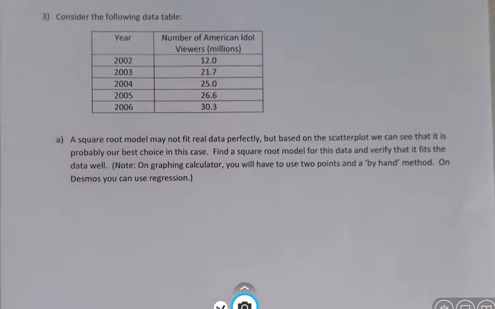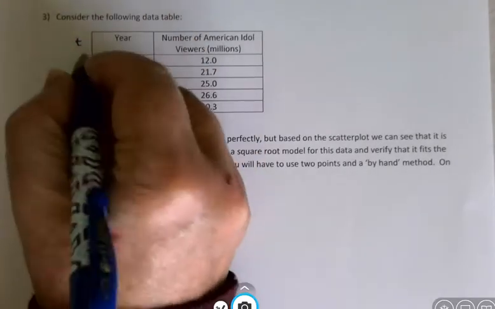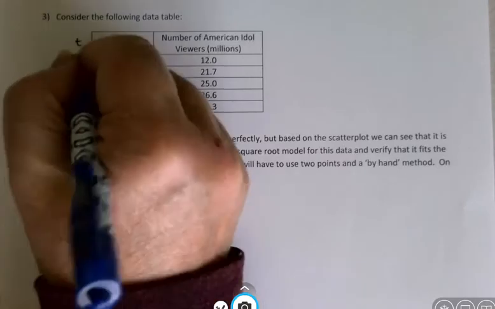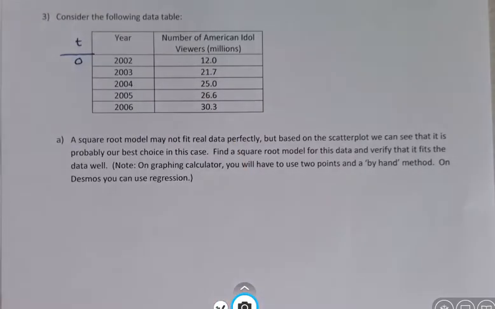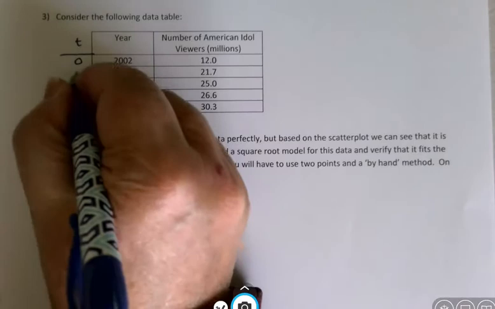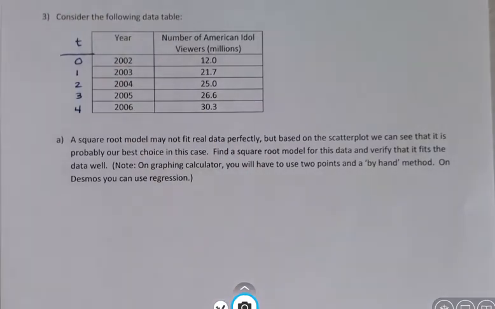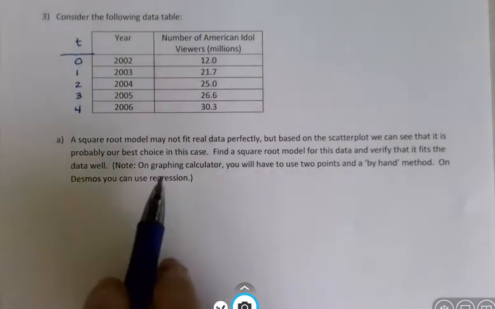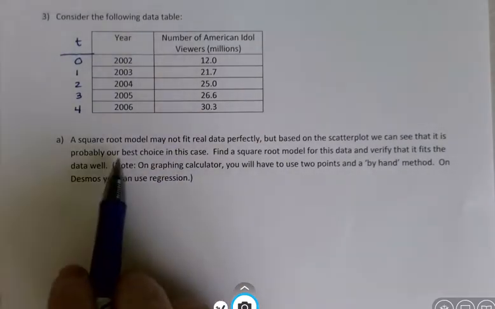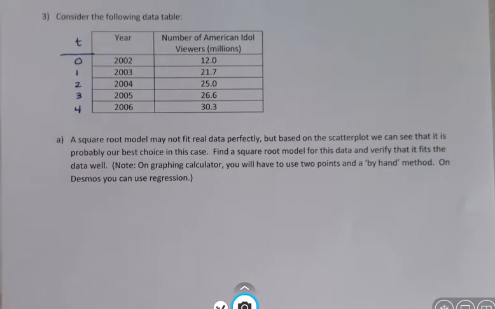All right. As always, we don't really like years as our inputs. Their numbers are just too big. So I'm going to say, let's pick some t values, and I'm going to let t equals 0 represent 2002, my starting year. And so this will be 1, 2, 3, and 4 years after 2002. Now, the square root model might not fit this data perfectly, but let's go ahead and start just by verifying that a square root model is a reasonable choice. We know what a square root graph looks like. If we were to plot this data, we should be able to see a sort of a curve that looks like a square root.